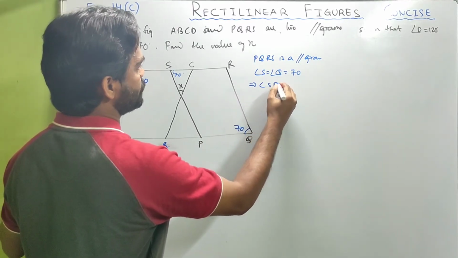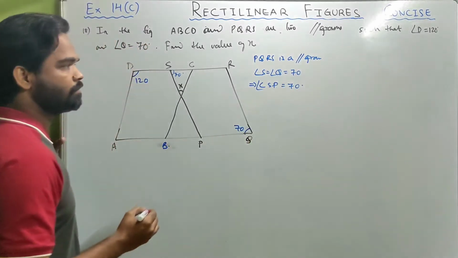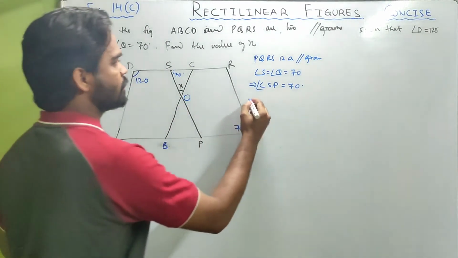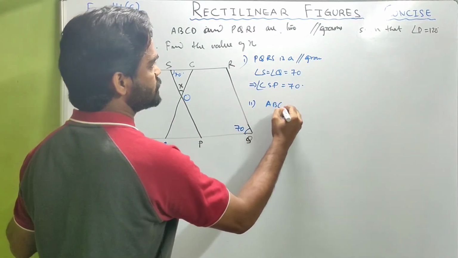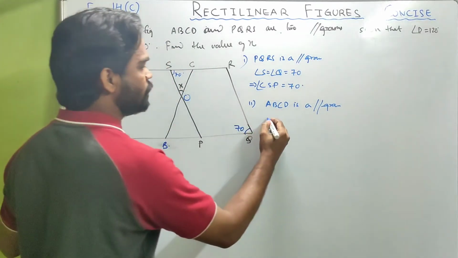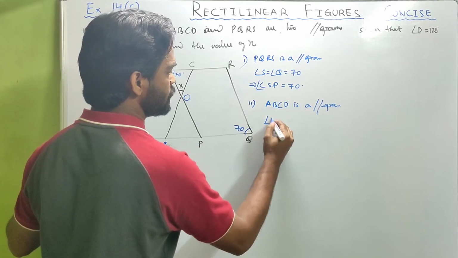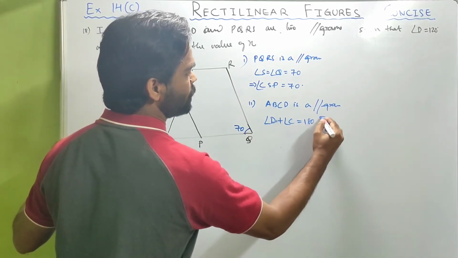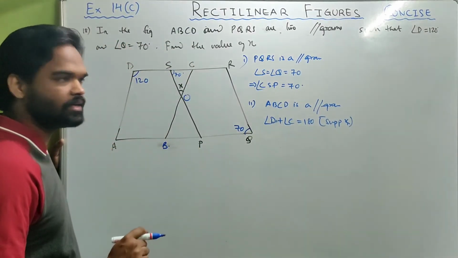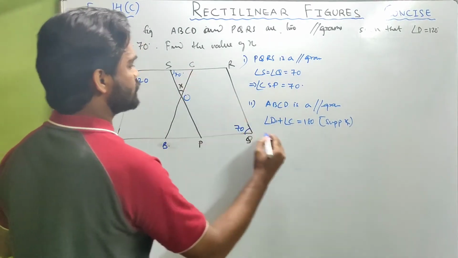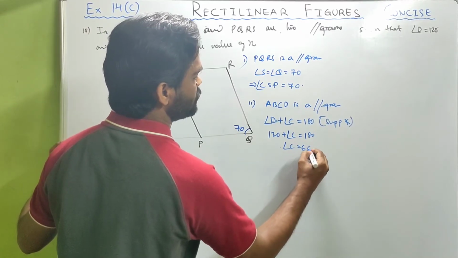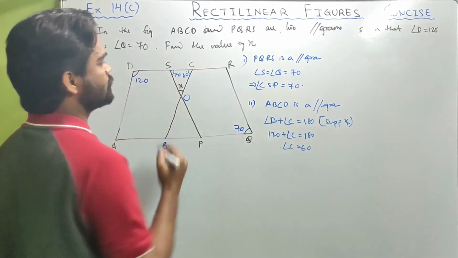Angle CSP is equal to 70 degrees. Done. Let this be O. Now look at ABCD. ABCD is a parallelogram. Over there, if you look, angle D plus angle C will be 180 because of supplementary co-interior angles. In a parallelogram, the adjacent angles add to give 180, which means angle D is 120, so 120 plus angle C is 180, which means angle C is 60. So this is 60, isn't it?